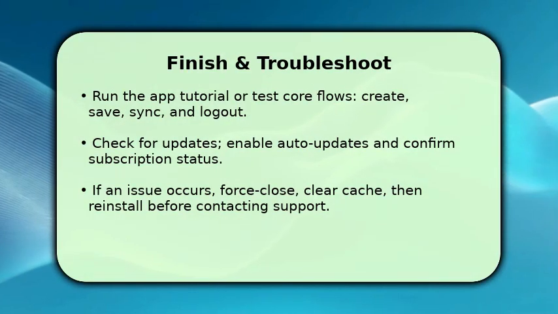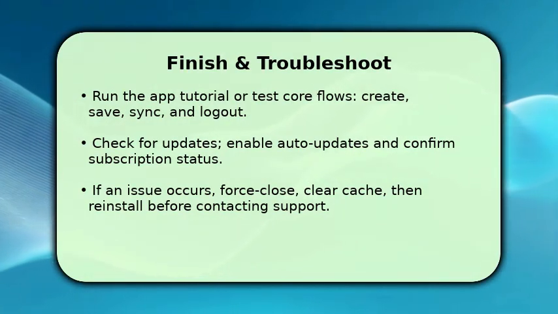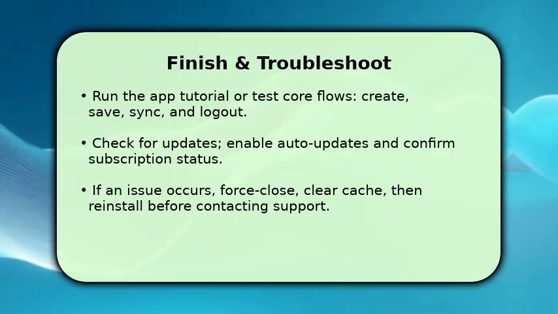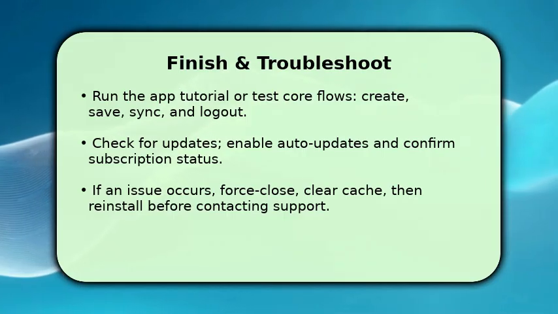You finish by walking through quick tests. Create an item, save it, sync to the cloud, and log out then back in to confirm continuity. Once satisfied, check for app updates and enable auto-updates so improvements install automatically. Also confirm your subscription status to avoid feature cutoffs.